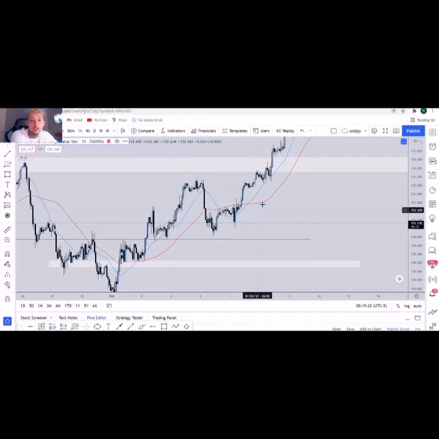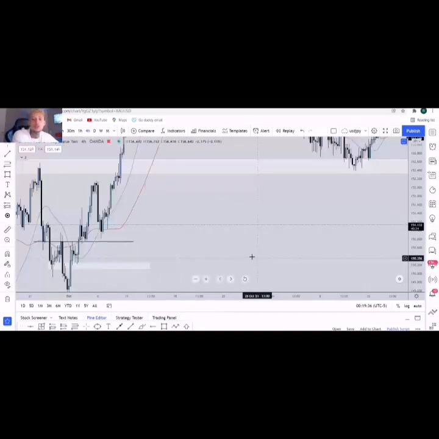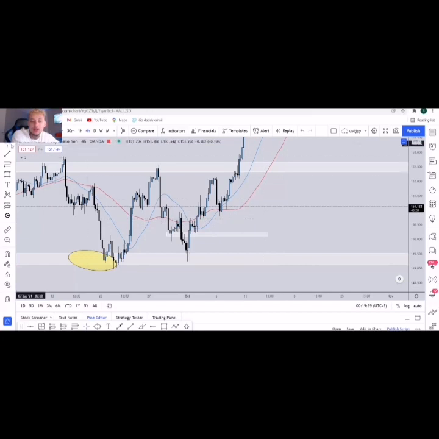When you see something like this, you always want to consult with the higher time frames. When you're a little bit maybe indecisive on where price might go, consult with the higher time frames. What does the 4-hour tell us? Well, we had a big move to the upside, but keep in mind on the 4-hour time frame, we haven't made a 3-leg extension yet.